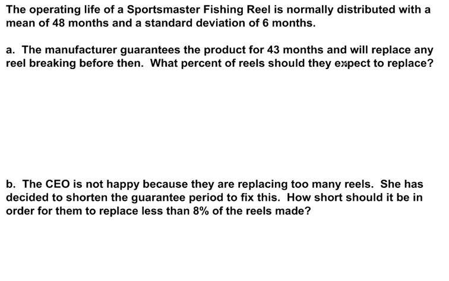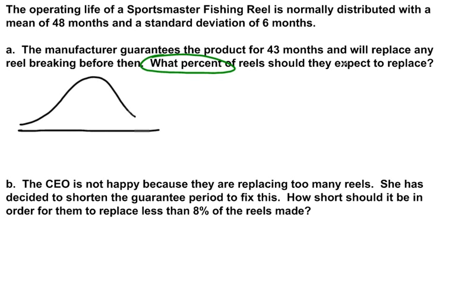So basically, if you buy this fishing reel and it breaks before 43 months or at 43 months or less, they will replace the fishing reel. So the question is, what percent, and remember we get percents from the table, what percent of the reels should they expect to replace? So they're going to have to replace some if they have that guarantee. What percent would they have to replace? Well, let's look at the percent that's going to break down at 43 months or less.